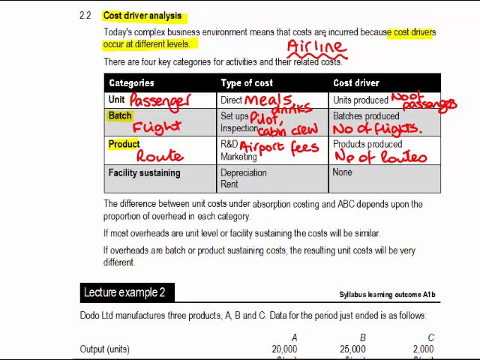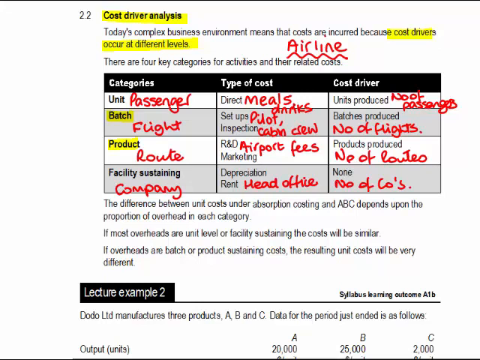And then we've got facility sustaining. Now this is the overall company. This is the airline itself. And they might be things like the head office costs that they have. So they've only got one head office, and therefore the number of companies, of which there's only going to be one, is essentially going to be what drives that cost.